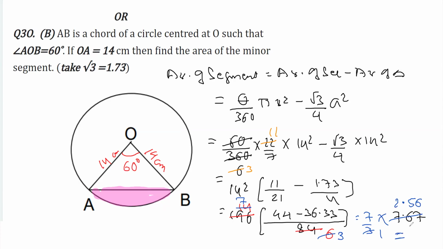And if I multiply this further with 7, so 2.56 multiplied by 7 should give you 17.92 centimeters square. So the area of the minor segment here is 17.92 centimeters square. That should be the final answer.